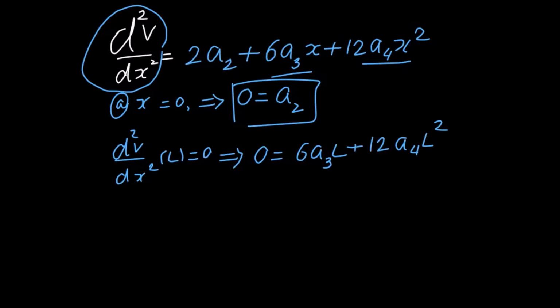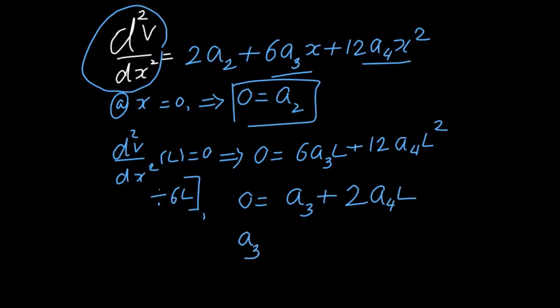Now you can divide this equation by 6L. So what will you be getting? If you divide this equation by 6L, both the left hand side and the right hand side is 0. 0 by anything is 0. If you divide by 6L, you will be getting a3. You divide this 12 by 6, you are going to get 2a4. If you divide this L square by L, you get L. So I'm getting a relationship between a3 and a4. So a3 is equal to minus 2a4L. So I got the relationship between a3 and a4.